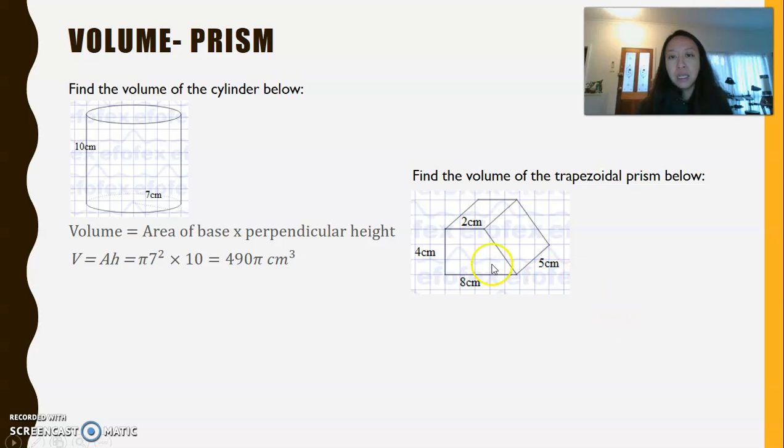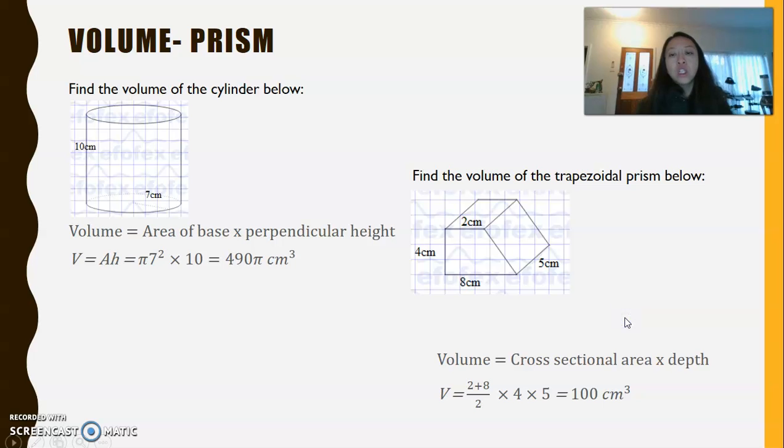In this case, it's this trapezium face that's facing the front over here. So volume will be the cross-sectional area. So that will be the area of the trapezium here times by the depth. This is sort of like the height as well, because if you actually stand this up and make the trapezium the base, this will be sort of like the height. So we are actually doing the same thing. It's just that we tweak the formula a bit.